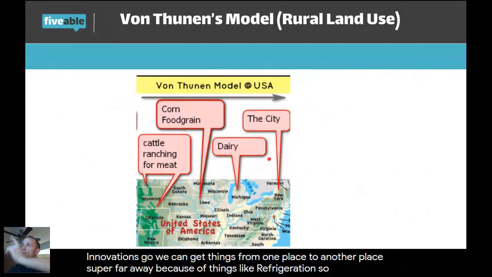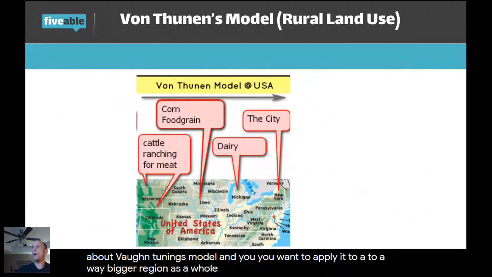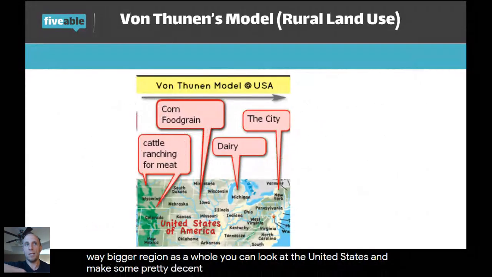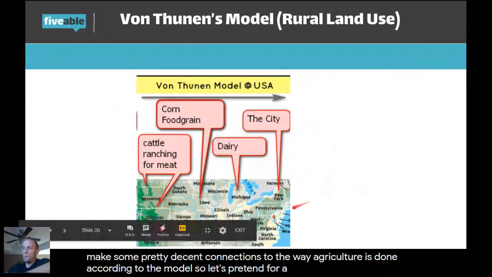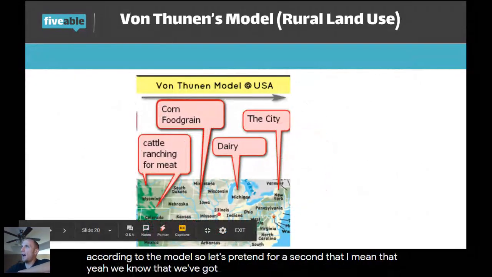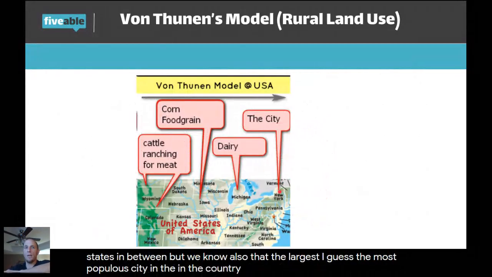So when you think about von Thunen's model and you want to apply it to a way bigger region as a whole, you can look at the United States and make some pretty decent connections to the way agriculture is done according to the model. So let's pretend for a second that, and we know that we've got Chicago and we've got LA and all these other cities in between, but we know also that the most populous city in the country is New York City.